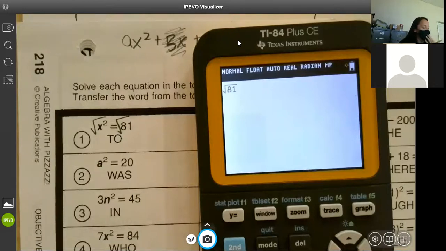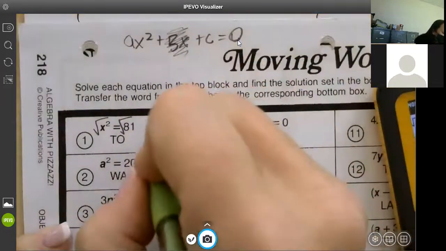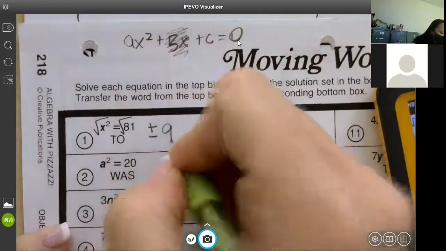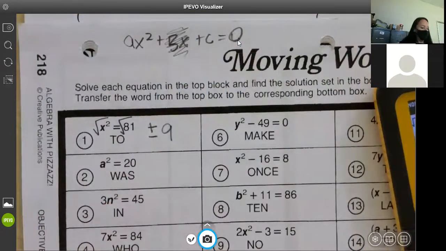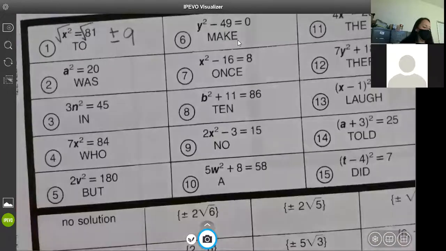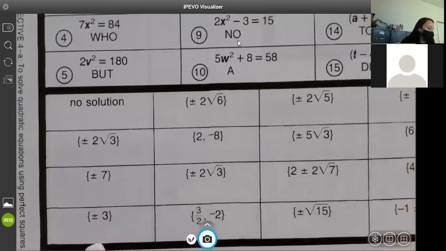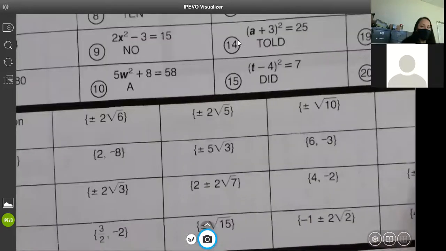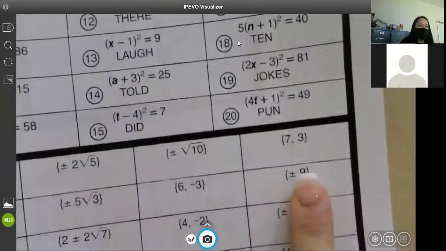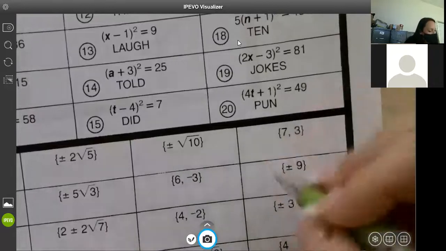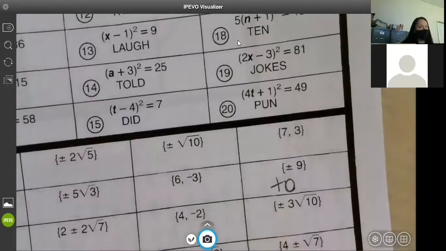But when you hit enter and you get 1/9, make sure that you understand that there's always two answers to a square root. There's always a positive and a negative. So if you look down at your answers, you'll see that they all have that plus minus unless they're two different numbers. So we're looking for the plus minus 9, and it's all the way down here at the bottom. Now we're going to put the word 2 in that box.